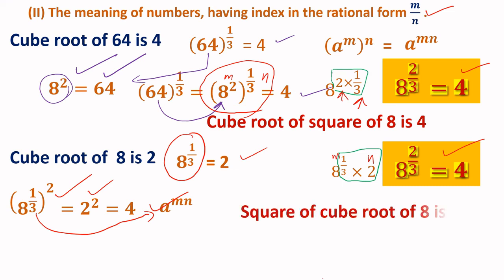So we have to read this as, there we started with cube root, which is on the right hand. Here we have to start with square of cube root of 8 is 4. There it is, cube root of square of 8 is 4. Here square of cube root of 8 is 4.